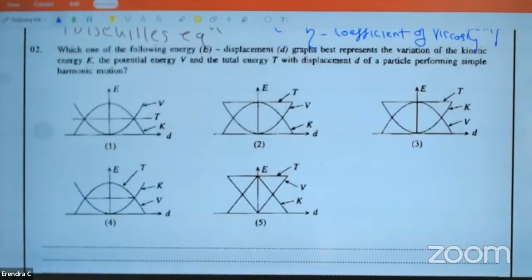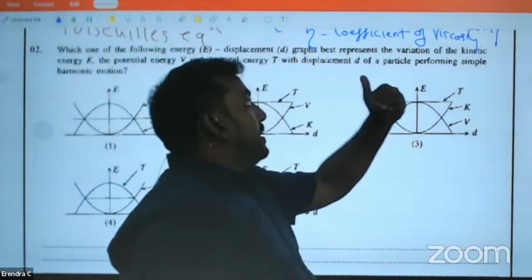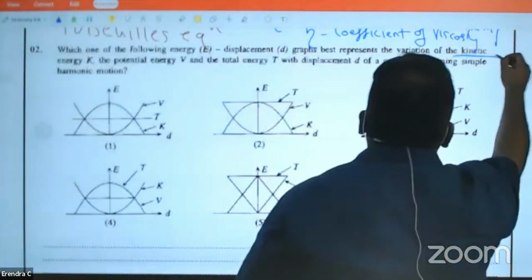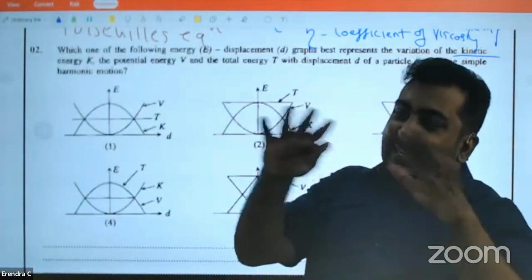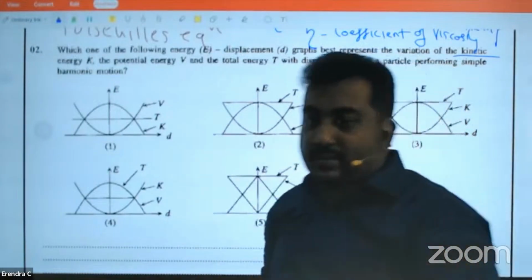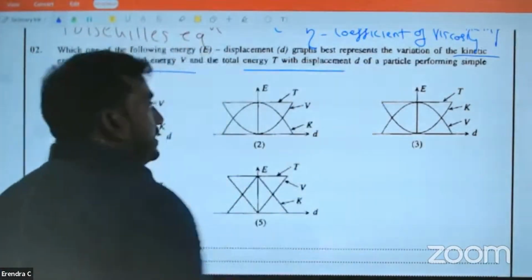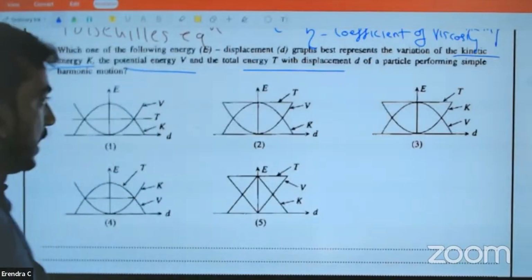Okay. Read. Which of the following energy displacement graphs best fits the variation of kinetic energy? Please underline the keywords, even in your paper when you are doing the exam, because the letters and all seem the same. So underline it and redefine. Kinetic energy, potential energy, total energy. This is normally what you learned in your simple harmonic motion lesson.